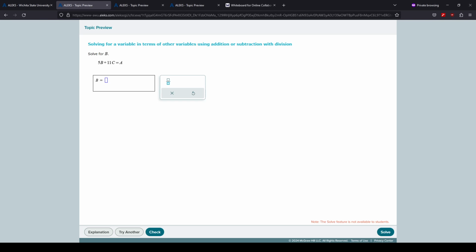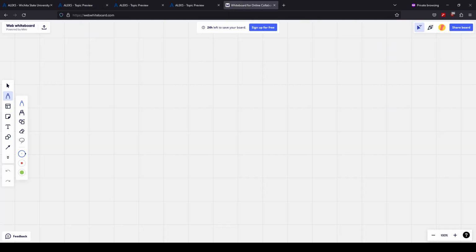You can see that they've started it for us here in the box where they have b equals, and we need to complete that expression on the right hand side to have a correct value for b, or rather, I should say a correct expression for b. So I'm going to go ahead and pop over to the whiteboard here. Again, for this one, we had 5b plus 11c equals a.